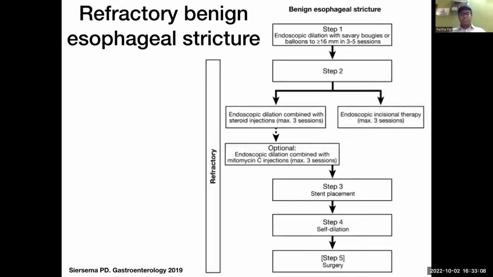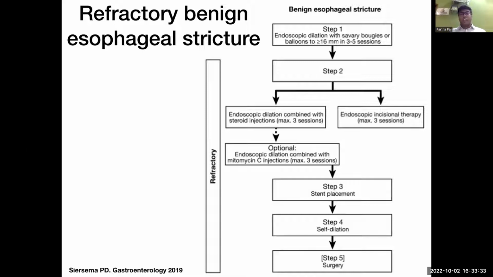So this is the approach described by Peter Siersema, that is published in Gastroenterology in 2019. He has described that endoscopic balloon dilatation or Savary-Gilliard bougienage for 3 to 5 sessions, if they are unable to dilate this esophageal lumen up to a diameter more than 16 mm, then you don't need anything. If that is not there, then you go to step 2.